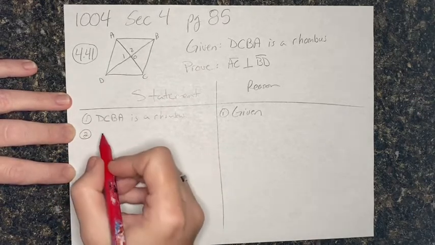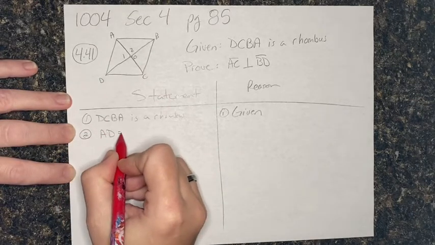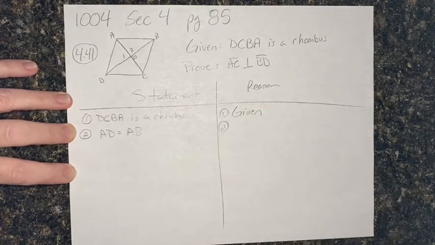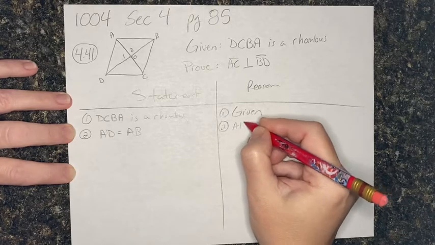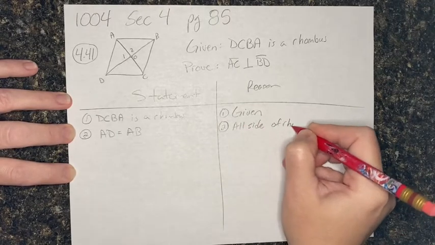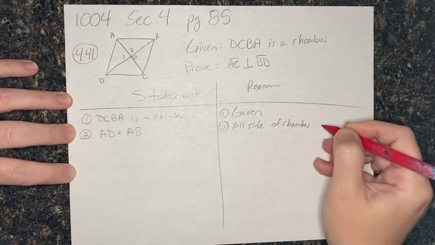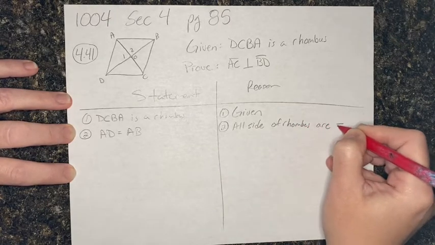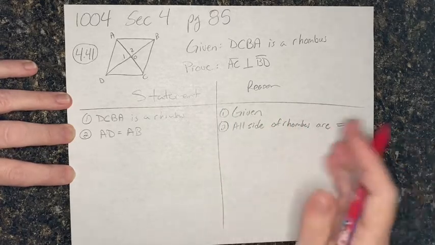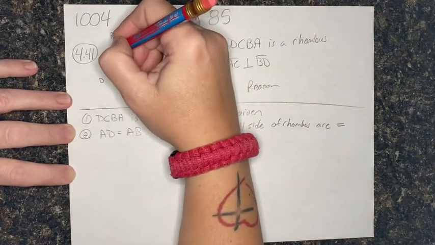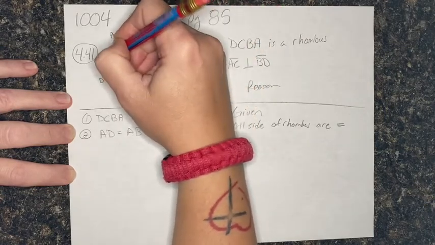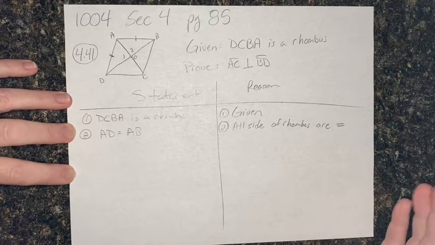Number two, AD is equal to AB. And why do we know that that's true? Because all sides of a rhombus are equal, right? We just talked about that. That's the definition, basically, of a rhombus. All sides of a rhombus are equal. So now we've shown that AD is equal to AB. Okay, we can mark it as such.